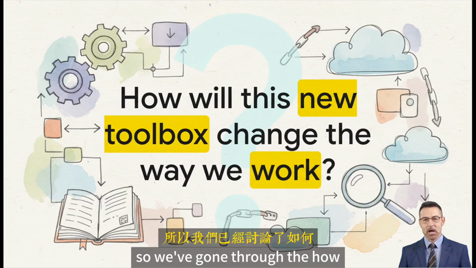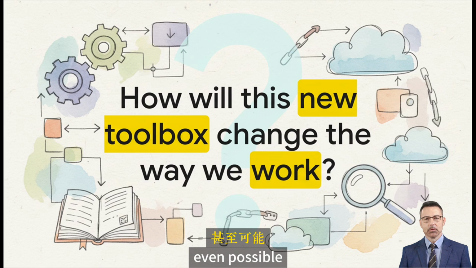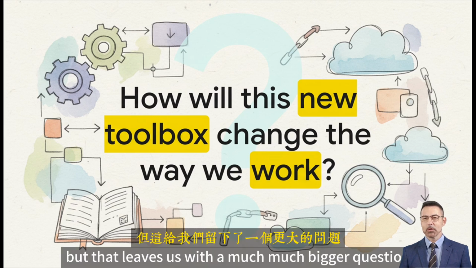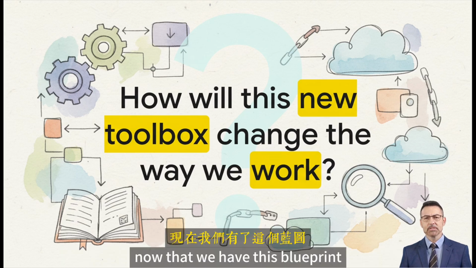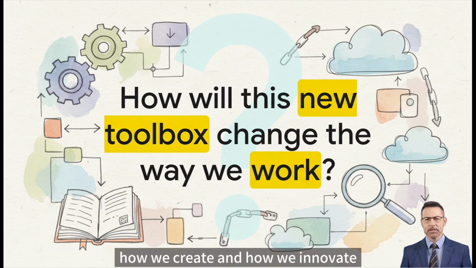So we've gone through the how. We've looked at the core components that make agentic AI even possible, but that leaves us with a much bigger question. Now that we have this blueprint, how is this powerful new toolbox going to fundamentally reshape everything about how we work, how we create, and how we innovate?